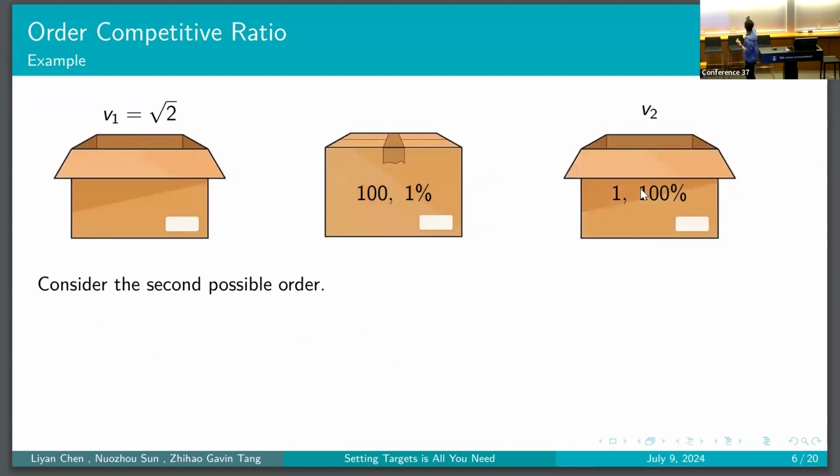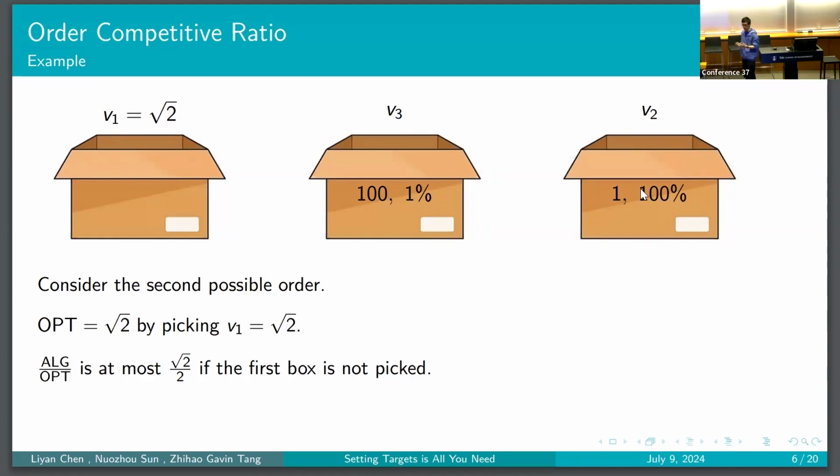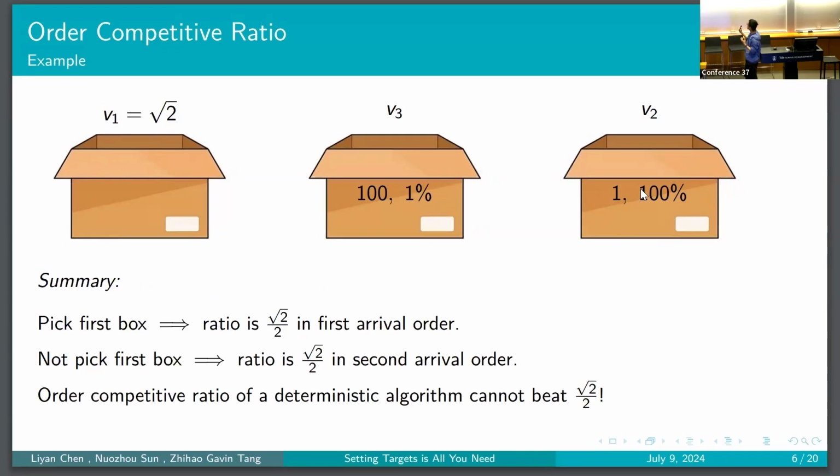Okay, let's see the second possible order. In this order, box 3 comes next, and then box 2. In this order, the optimal algorithm can get at most square root 2. But if the order unaware algorithm does not pick the first box, then the ratio is still bounded by square root 2 over 2.